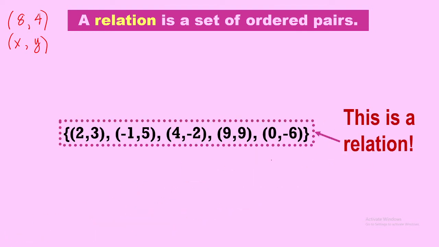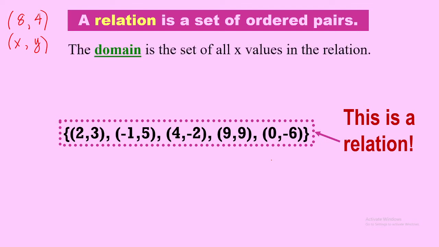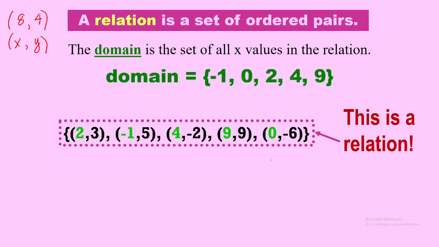Now, a relation has two parts. The first part is what you call the domain. The domain is a set of all x values in the relation. As you can see, the x values in our relation are simply 2, -1, 4, 9, and 0. When I write this as a set, I will be arranging this, but it's okay not to arrange it as long as all the numbers are there. So I have now -1, 0, 2, 4, and 9. Again, the domain, these are the x values written in a set.